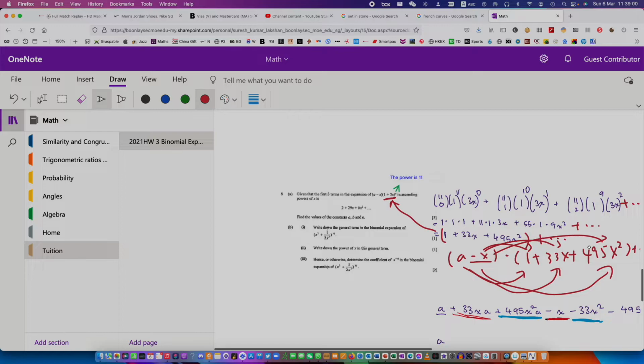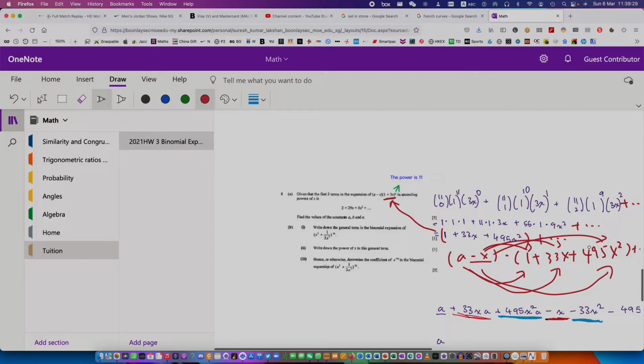Of course, you can choose to rearrange first. Once you rearrange, then you do the factorization, by the way. You take out the common factor. Alright. So why I ask you to underline similar terms, because ultimately you want to factorize it.